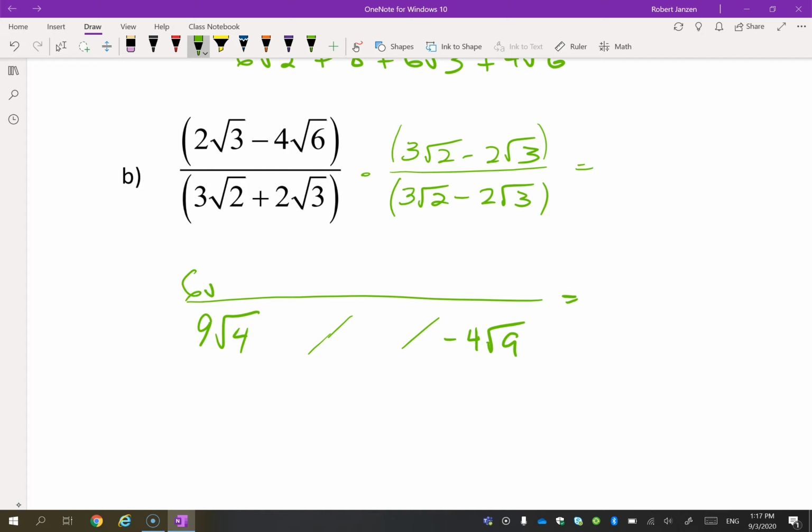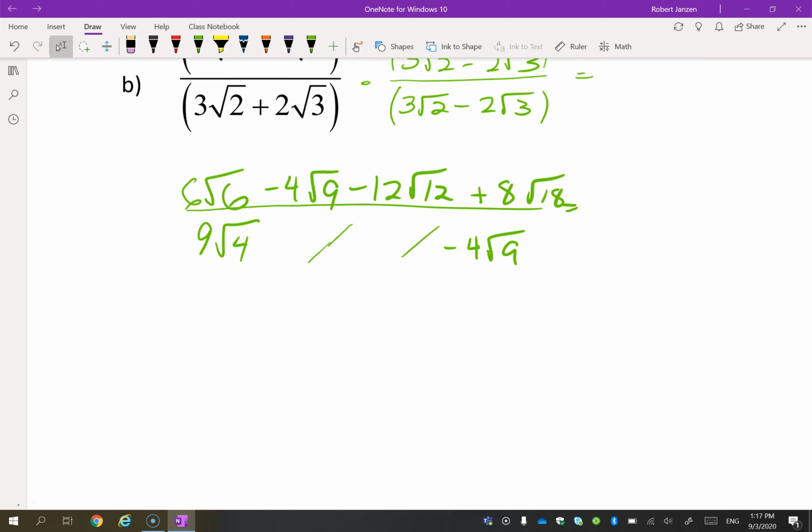Numerator, I'm going to go 6 root 6 minus 4 root 9 minus 12 root 12 plus 8 root 18. Let's simplify this. So I'm going to get 6 root 6 minus 12 minus 24 root 3. How did I get that? I took a root 4 out of the 12 and multiplied it. And then I'm going to get 24 root 2.